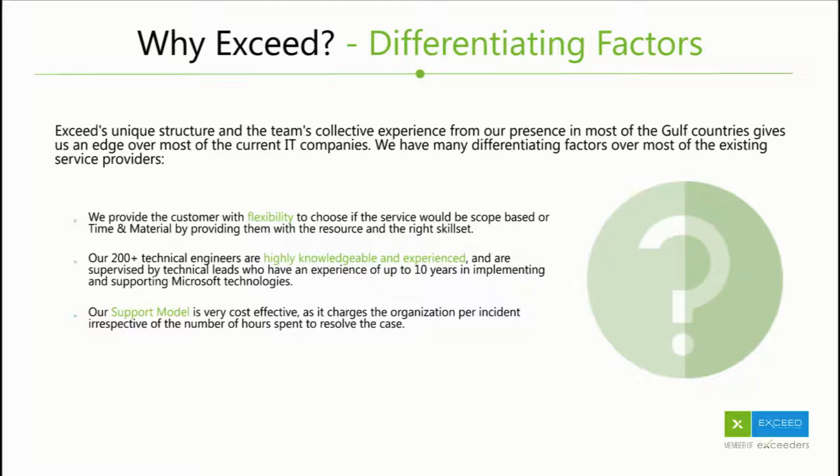Our 200+ technical engineers are highly knowledgeable and experienced, and are supervised by technical leads who have experience of up to 10 years in implementing and supporting Microsoft technology. Our support model is very cost-effective, as it charges the organization per incident irrespective of the number of hours spent to resolve the case.